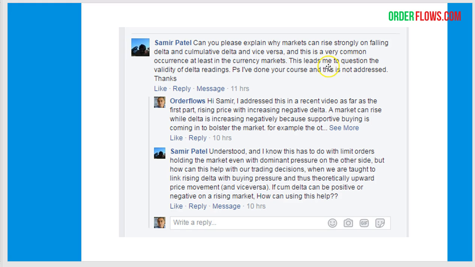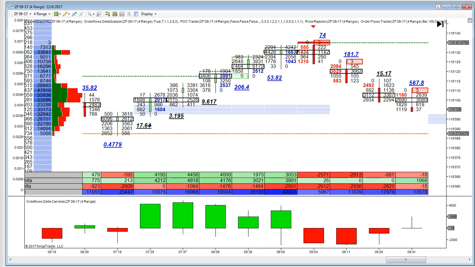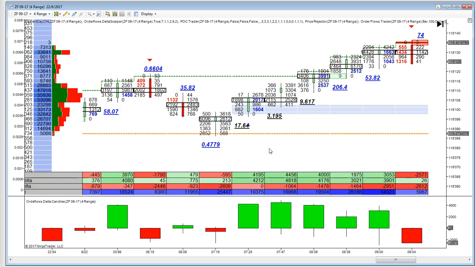So that's how a market can rise on negative delta. On falling delta, okay, let me give you an example here. You see this a lot in thicker contracts, thicker volume. Let me see if I can find a decent example here today. What is that? That's the 5s. Let me see in the bonds.